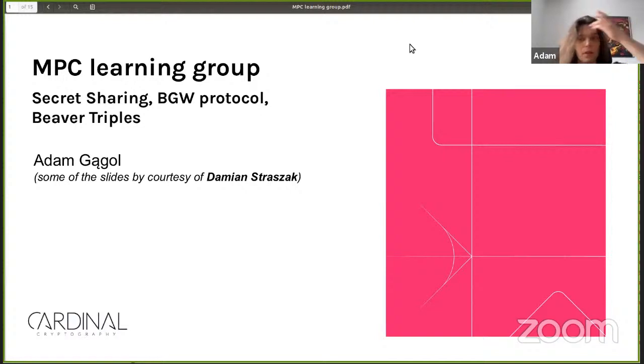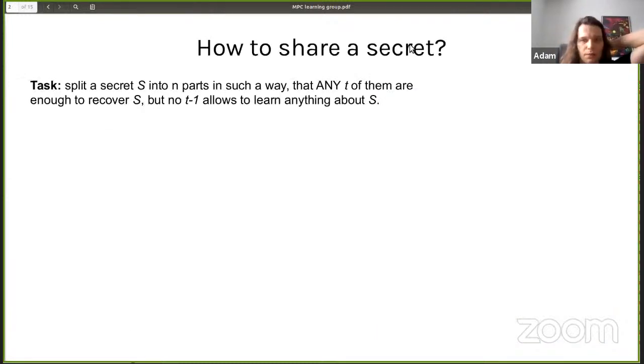Okay, let's get started. So first, a quick recap on secret sharing. The task here is to split some secret S into n parts, so there are n people, in such a way that any t of them are enough to recover the secret. But if you have only t minus 1, then you will not only not recover the secret, you will not be able to learn anything.